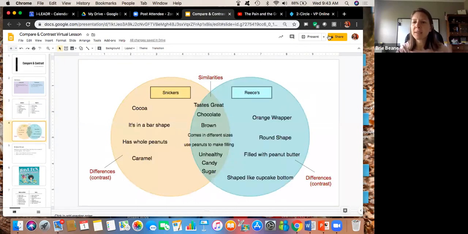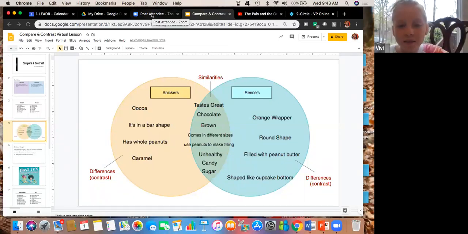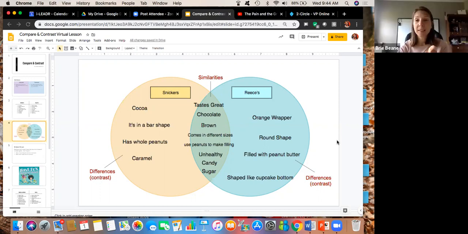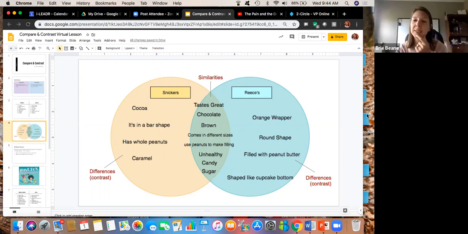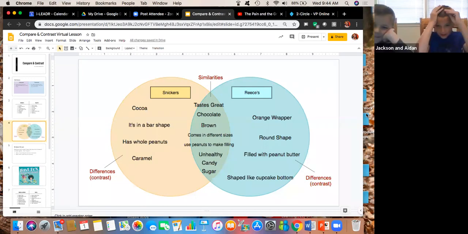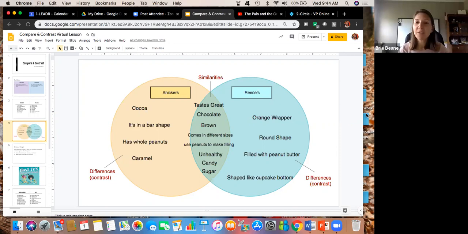Who remembers what this thing is called? Raise your hand if you remember. Vivi, do you know what this thing is called? Oh, you're muted, sweetheart. I can't unmute you. Is it a pie chart? No, not quite. That's okay. It's in the circles, right? So it's two different pies that are put together. Who remembers what that is? Jackson, you remember? Venn diagram. Venn diagram, that's right. We use Venn diagrams when we're comparing and contrasting, right?